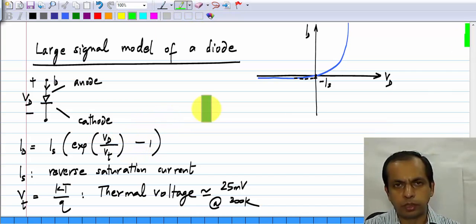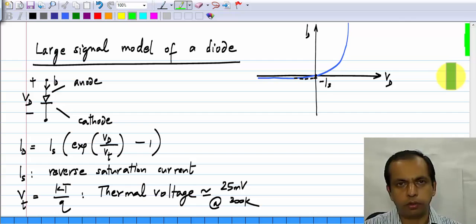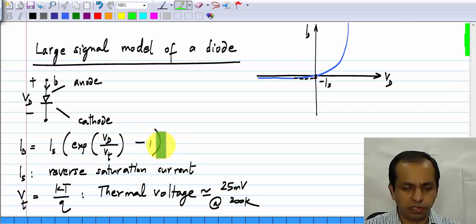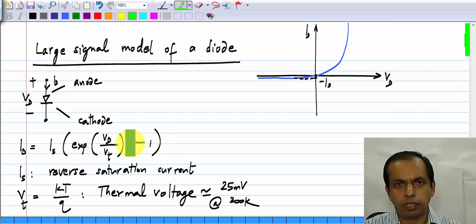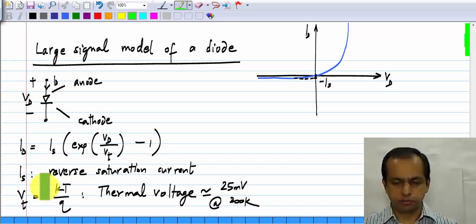Now, even with this expression for the diode current, and even for very simple circuits, evaluation becomes very difficult because you have to solve equations numerically. So, we have a number of approximations to this, which I am going to discuss now.